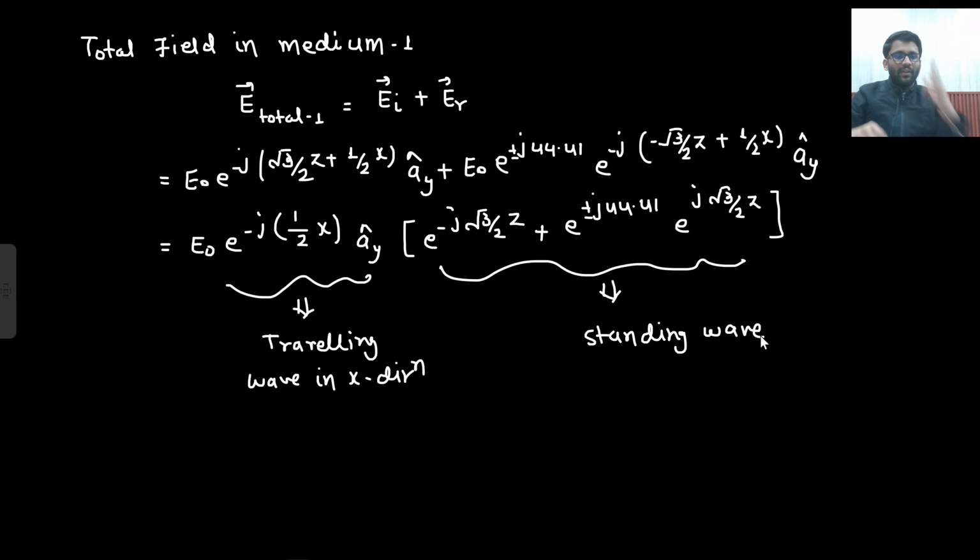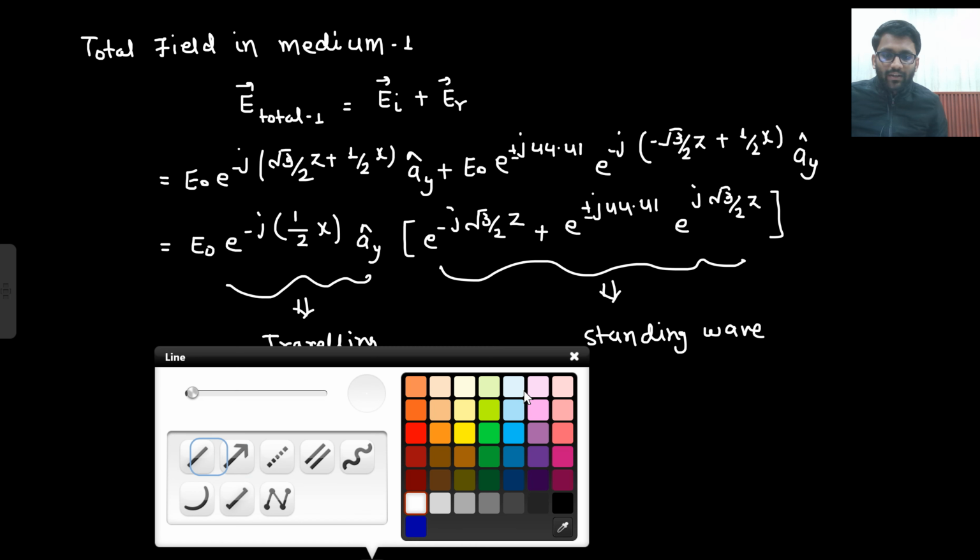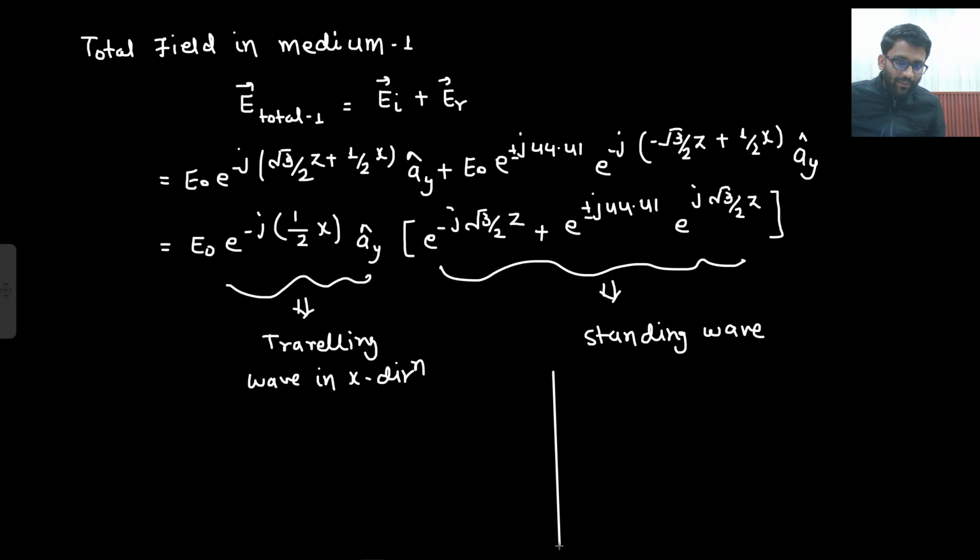So when on a plane my wave came like this, then what happened? There was a reflection. Now if I combine both of the electric fields, the incident electric field and the reflected electric field, or I can say if I combine both of the waves, incident wave and reflected wave, I get to know that there is a standing wave as well as a traveling wave. So what kind of field pattern will I get in medium 1? Let's make the field pattern of medium 1.